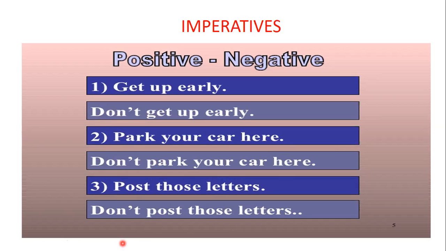You get up early. You don't get up early. You park your car here. You don't park your car here. You post those letters. You don't post those letters. Okay, so the imperative is for the implicit subject you.